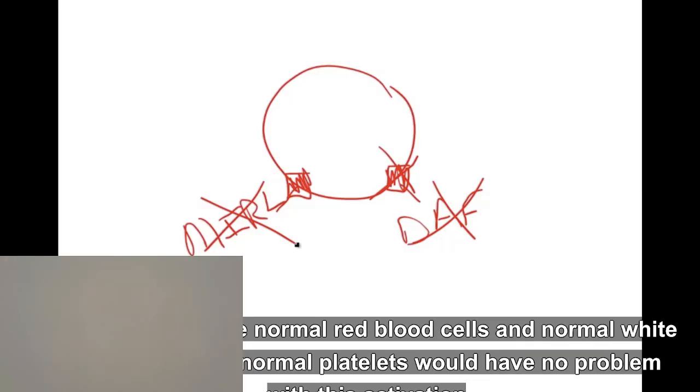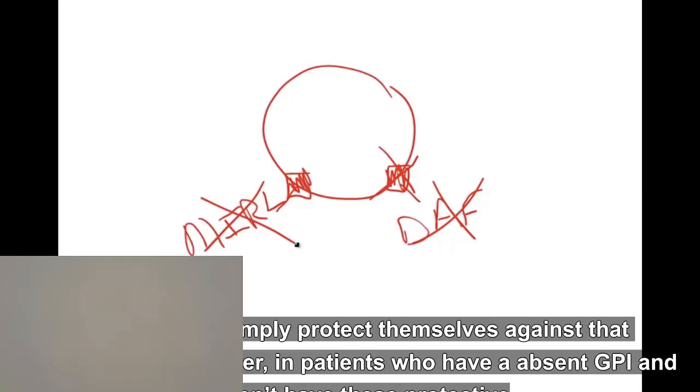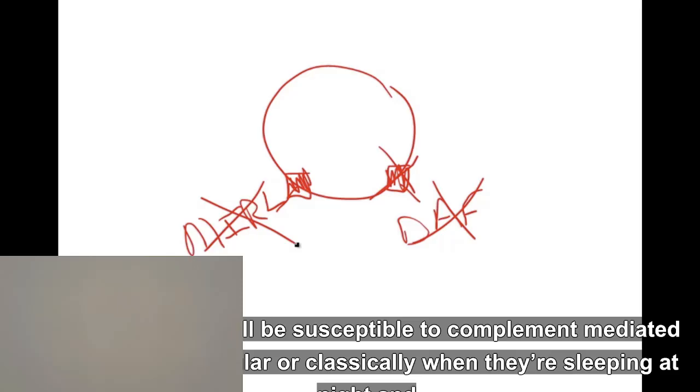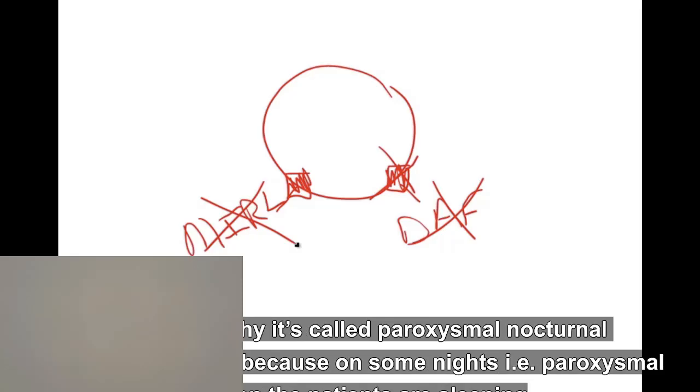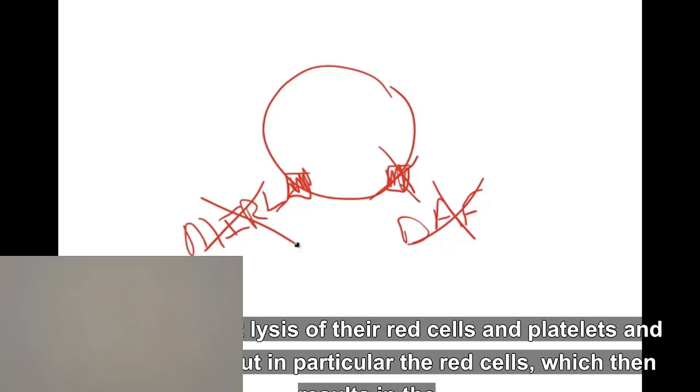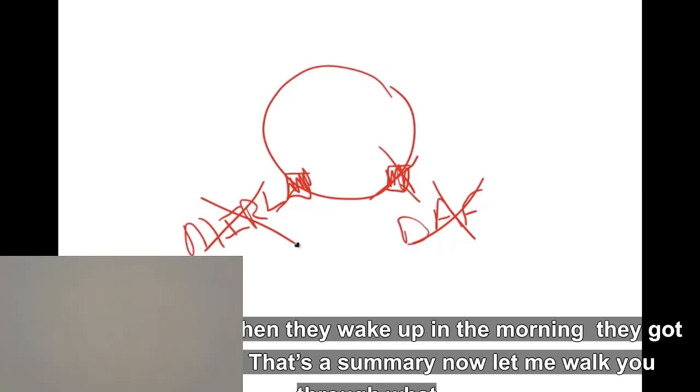Of course, patients who have normal red blood cells, normal white blood cells and normal platelets would have no problem with this activation. They could simply protect themselves against it. However, patients who have an absent GPI and don't have these protective molecules will be susceptible to complement-mediated damage, classically when they're sleeping at night. That's why it's called paroxysmal nocturnal hemoglobinuria, because on some nights, i.e. paroxysmal, when the patients are sleeping, they get lysis of their red cells, platelets and granulocytes, but in particular their red cells, which then results in the hemoglobinuria. When they wake up in the morning, they've got very dark urine.